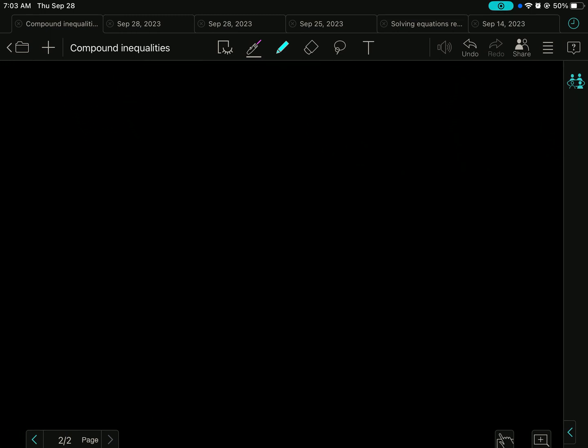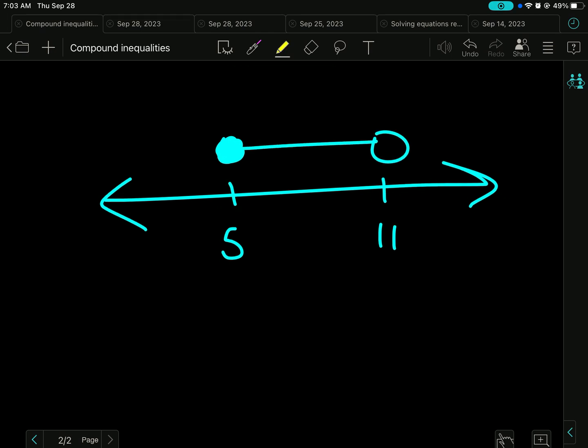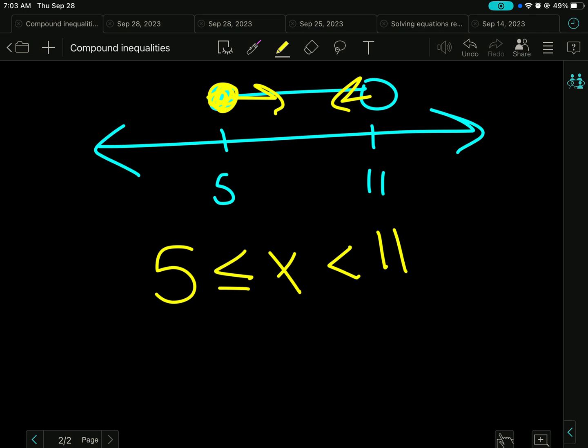So you should also be able to go backwards. So if I give you a compound inequality, such as this, go ahead and draw that out. Pause the video if you need to. I would put my x in the middle. I would say x has to be greater than or equal to 5. Since I have my closed dot, I know it's an equal to. And this direction, x has to be less than 11. Okay, so you should also be able to write a compound inequality if given the graph.